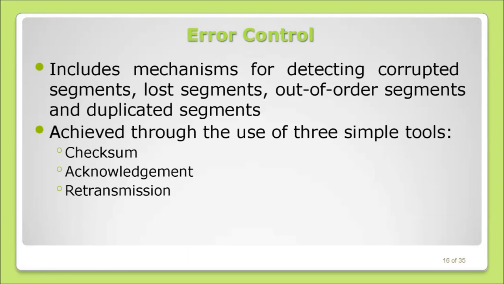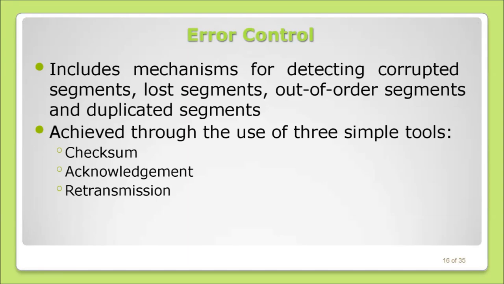Next is out of order segment. It means if we have transmitted 5 bytes, byte 1, byte 2, byte 3, byte 4 and byte 5, but the data is received by the receiver in this sequence: first byte 5 received, then byte 3, then byte 2, then byte 4, then byte 1. So this is not in-order data receiving. So these are out of order segments.